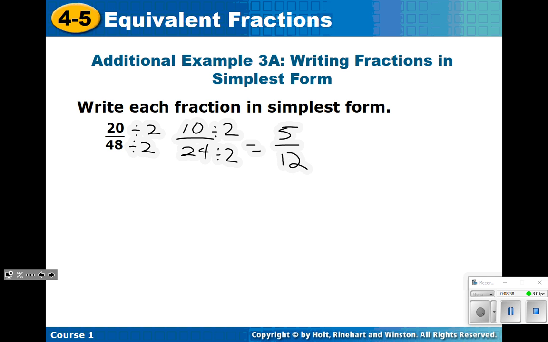Then you know right now you're at simplest form simply because what are the factors of 5? 1 and 5. Does 12 have a factor of 5? No, it doesn't. So you know that their greatest common factor is 1. You know this is simplest form. Now that is the old way. I have a cool way.